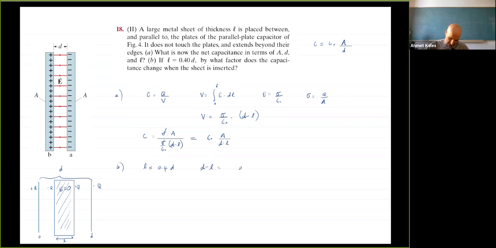Okay, this is A. So B, if L is equal to 0.4 D, then D minus L is equal to 0.6 D, so C is equal to epsilon naught A divided by 0.6 D. This is approximately 1.6 times epsilon naught A over D, so the capacitance is 1.6 times bigger.